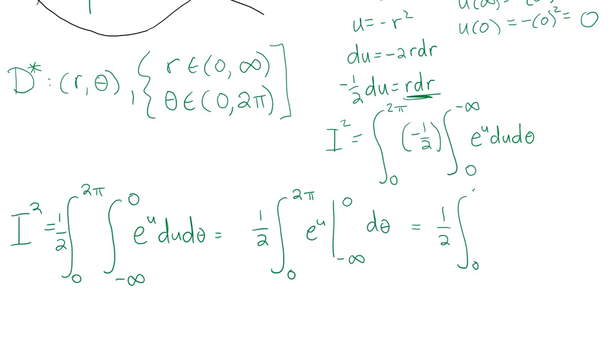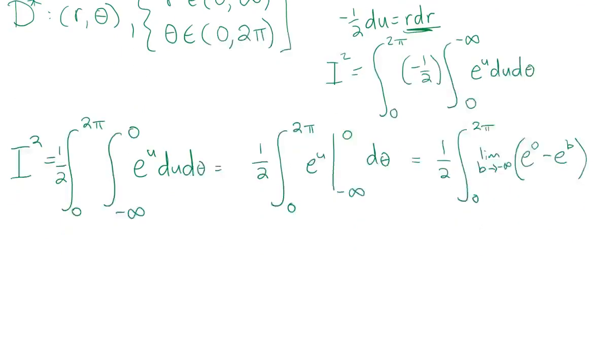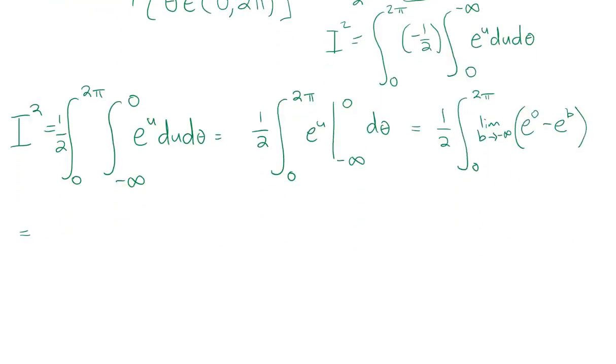Well, we know that this is equal to, and we will set up our limit now. So this will be the integral from 0 to 2 pi, and it'll be the limit as b goes to negative infinity, rather, of, here, I will just rewrite that entire thing. So this is going to minus infinity of e to the 0 minus e to the b, because this is going to negative infinity. So this will equal 1/2 times the integral from 0 to 2 pi.